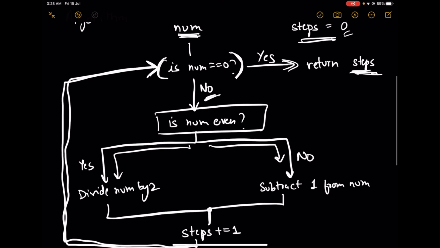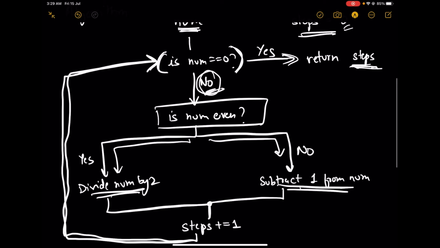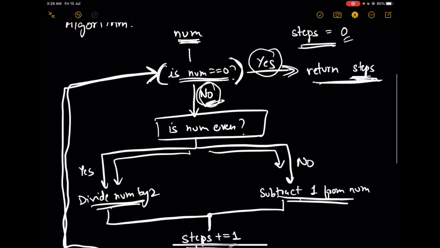All we're going to do is we're going to start with num, and while num is not equal to 0, we're going to keep checking. If num is even, then we'll divide num by 2. If num is odd, then we'll subtract 1 from num, okay? And then after doing either one of these operations, we'll increase steps by 1 because we performed one more step, and then we'll go back again into this while loop, okay? And as soon as num does become 0, we'll return steps. All right, so that's our algorithm.